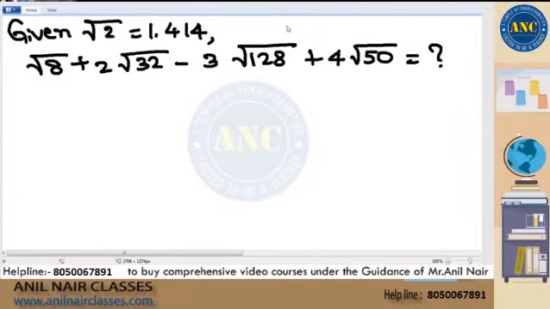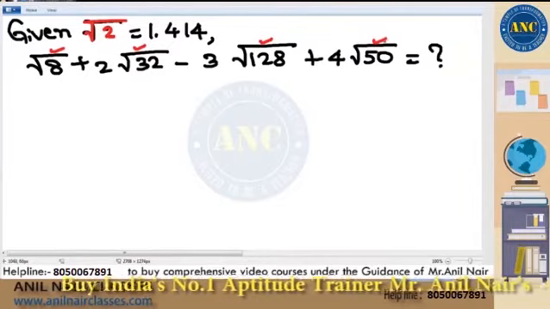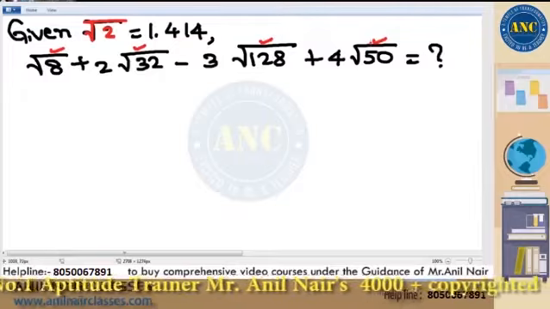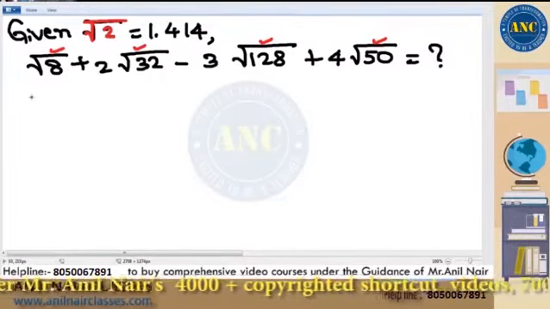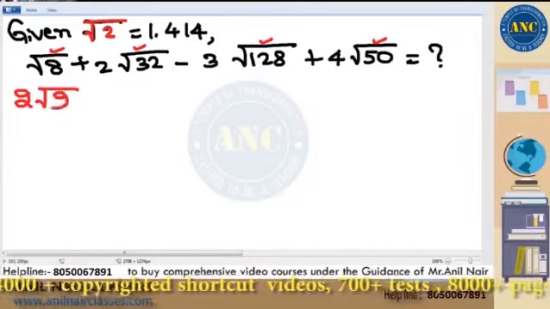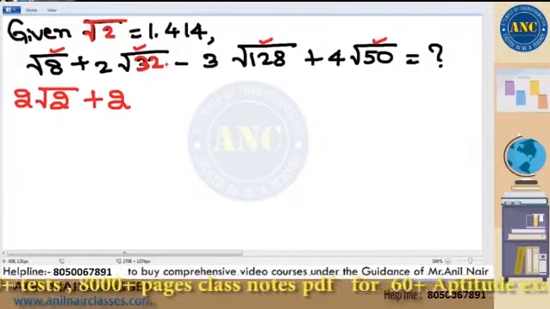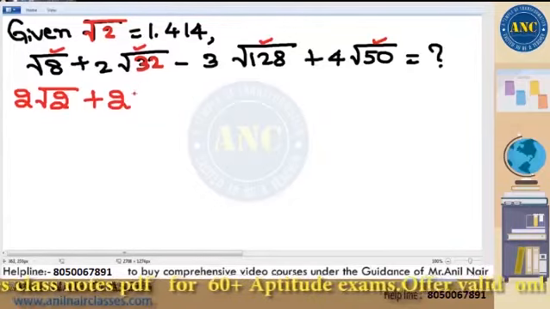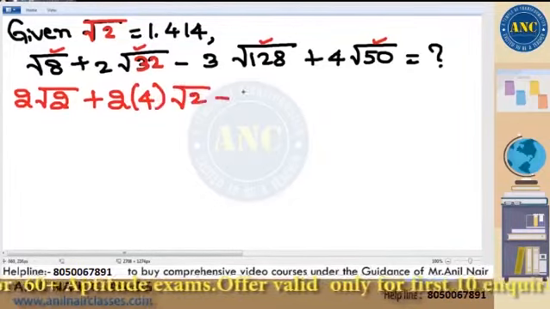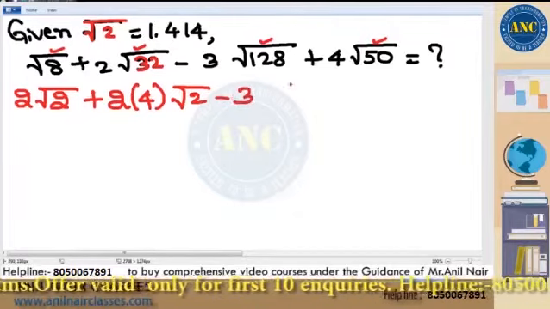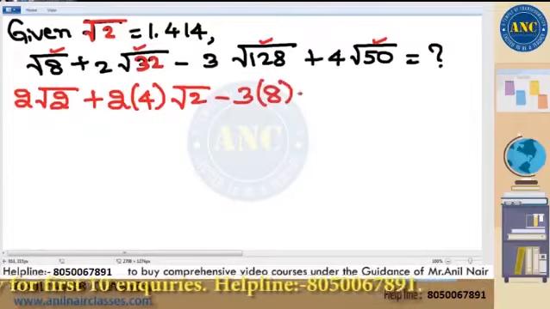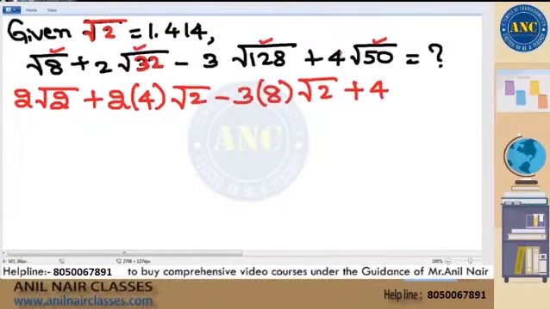Now, a very easy question. Why? Because the root 2 value is given, every number here can be expressed in terms of root 2. Root 8 is root of 4 into 2, root 4 is 2, remaining root 2. Root 32 is root of 16 into 2, so 2 into 4 root 2. Minus root 128, which is 64 into 2, so 8 root 2. Plus 4 into root 50, which is 25 into 2, so 4 into 5 root 2.